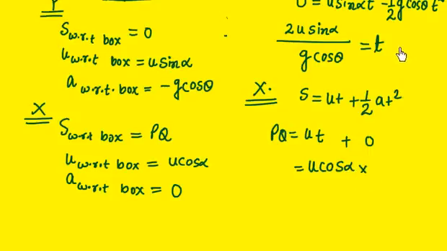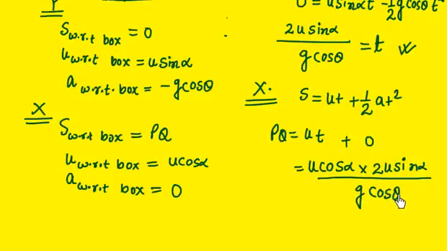and t you have already calculated from part 1. So this is the time, 2u sin alpha divided by g cos theta. Are you getting?